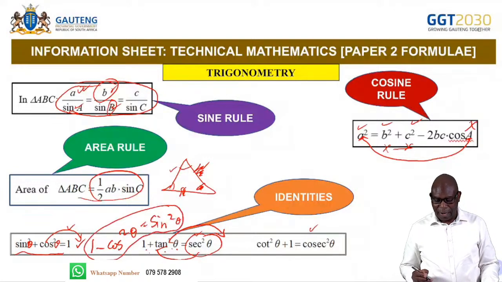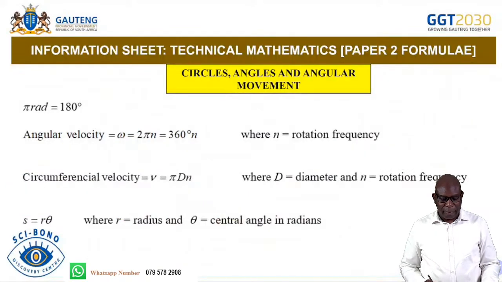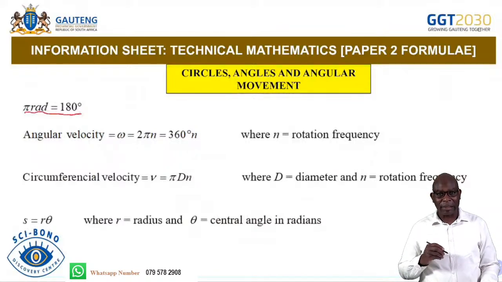Okay, now the information sheet on the circles, angles, and angular movement. Remember, these formulae are there in the formula sheet. You don't have to go and memorize them. You'll get them in an exam. So the next one there is where we have the formula for changing radians into degrees and degrees into radians.